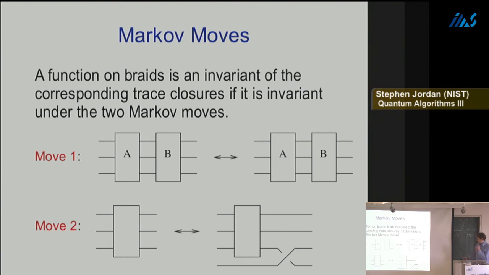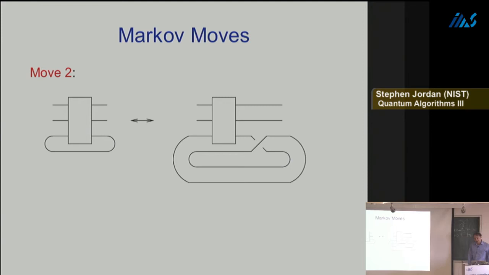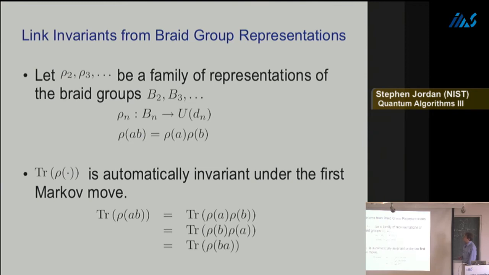So we've seen that these two moves are both true. That's not hard to see, that these are both invariants. And the non-obvious part, again, is that these generate all the equivalences. So what the Markov moves suggest, I think, is a strategy for what might be a promising approach for finding invariants of links. And that would be to take the trace of a representation of the braid group.